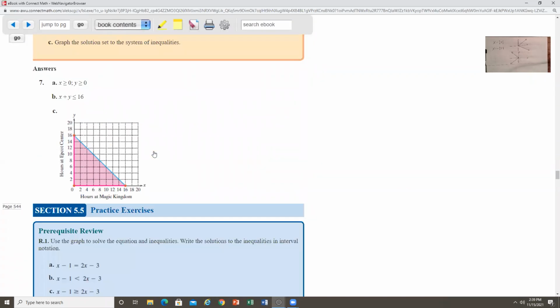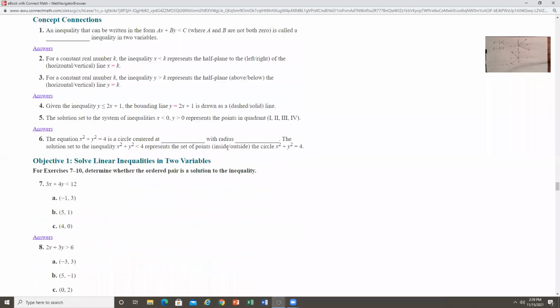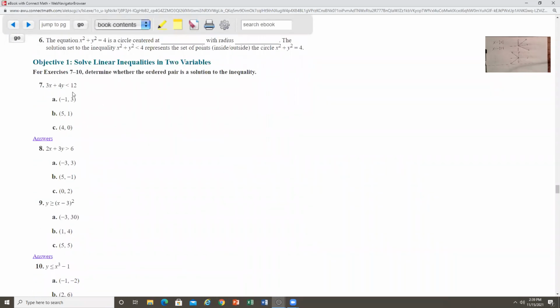All right, let's just jump on down here and start looking at some of these problems. Problem number 7, and they just want you to determine whether the ordered pair is a solution to the inequality. So now they're giving you an inequality in two variables, x and y, and they're going to ask you if some ordered pairs are solutions to the inequality. For problem number 7, the inequality is 3x plus 4y is less than 12.